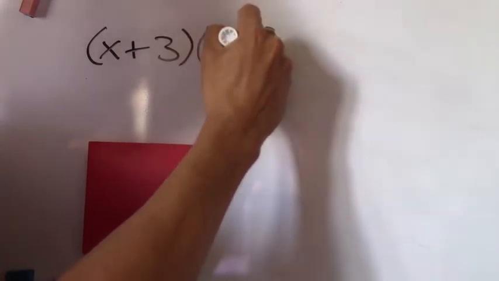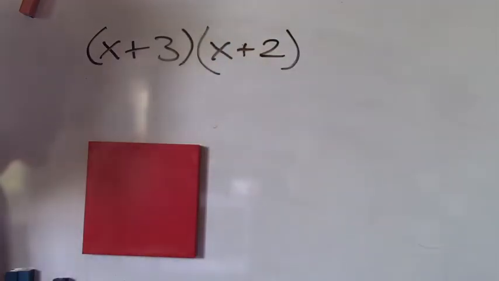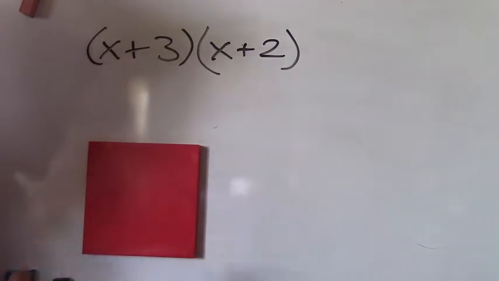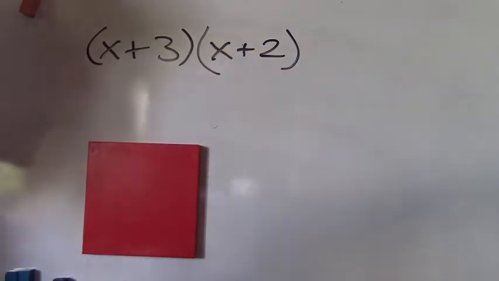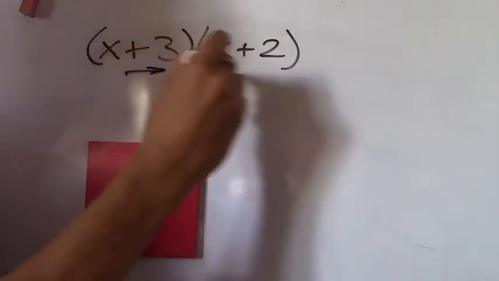So let's do something easy like x plus 3. All right, so x plus 3 times x plus, I don't know, 2, just for fun. Okay, so what does that say? X plus 3 times x plus 2. You can see it, right? X plus 3. Okay, so x plus 3 means that's my across, that's my up.